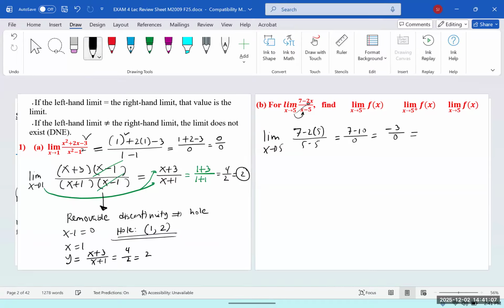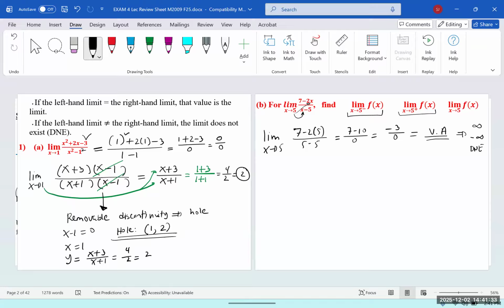A number over 0 means you're dealing with a vertical asymptote. It means your limit has 3 choices. Either it's positive infinity, or it's negative infinity, or the limit doesn't exist. There are 3 choices we have for this scenario. So how do you know which one it is? We look at one-sided limits.